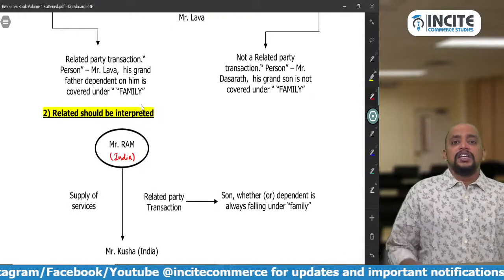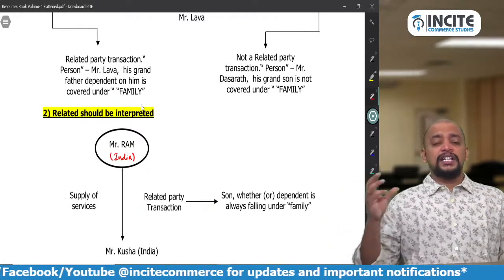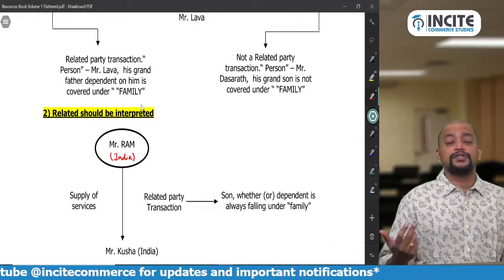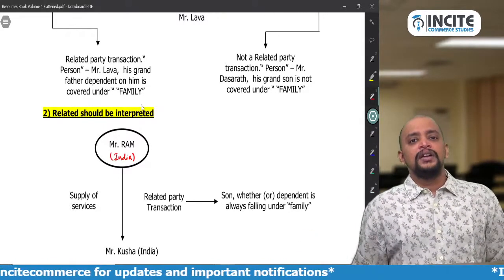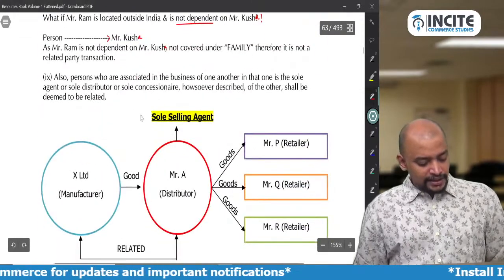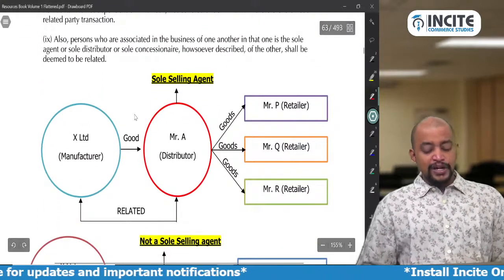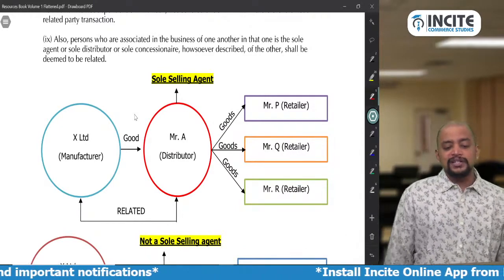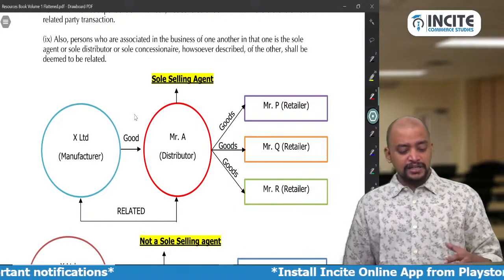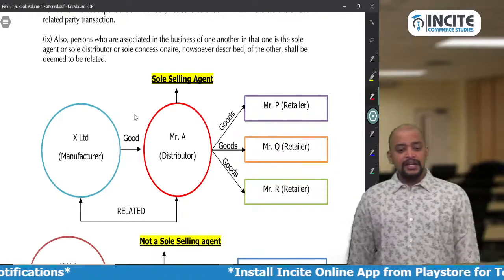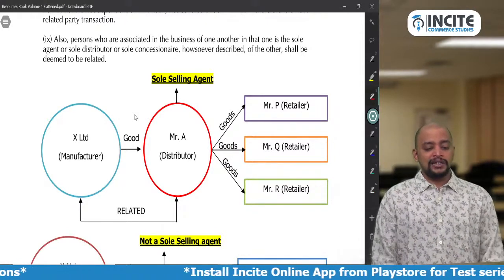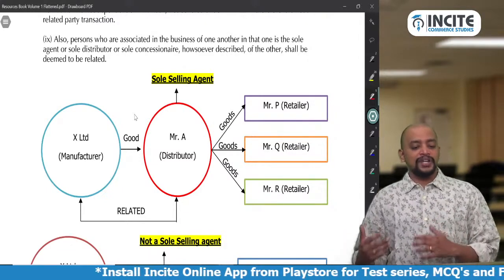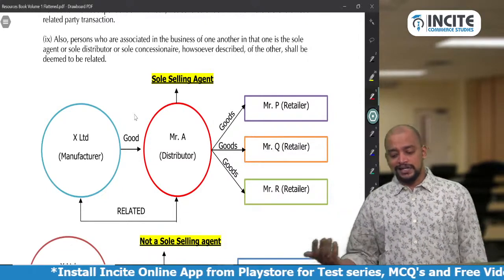And if it is a normal transaction, in that person's place we should keep the supplier and interpret. If it is an import of service, we should keep the recipient and interpret. Okay? So that's what we have discussed. Point number 9. Also, persons who are associated in the business of one another, in that one is the sole agent or sole distributor or sole concessionaire, howsoever described, of the other, shall be deemed to be related.